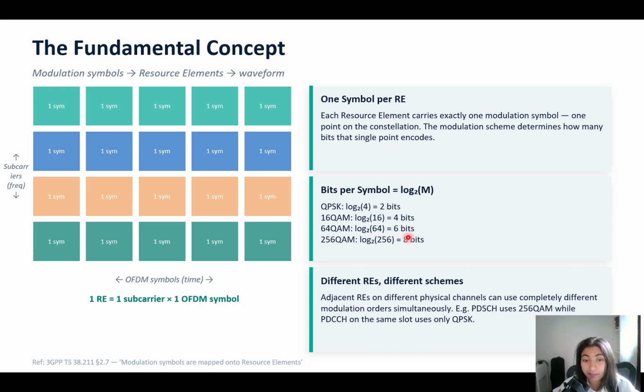Here is what makes this powerful. Adjacent resource elements in the same slot can carry symbols from completely different modulation schemes. This is because different physical channels, PDSCH, PUSCH and PUCCH, occupy different areas, and each channel has its own modulation rules. The spec defines the rules per channel, and that's exactly what we will cover next.